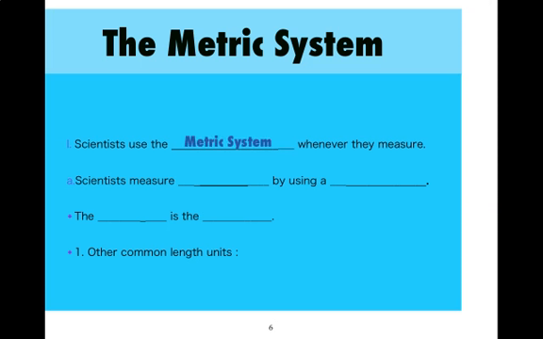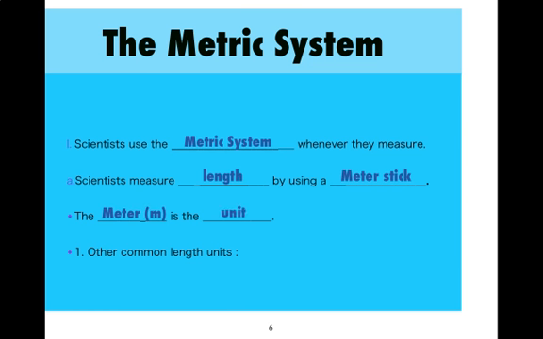So scientists use the metric system whenever they measure. A scientist measures length by using a meter stick. Okay, a lot of times y'all want to call it a yardstick. This is the difference between the metric system and the imperial system. Okay, we're using the metric system. This is going to include centimeters, meters, such like that, rather than inches, feet, yards. Okay, so we use a meter stick, not a yardstick, when we're measuring length.